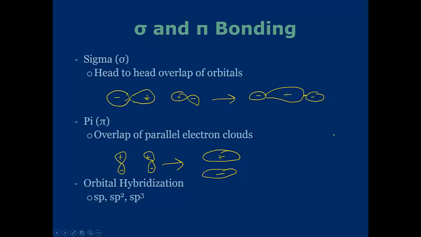When you have multiple bonds, so double or triple bonds, you're going to have one sigma bond followed by pi bonds subsequently. So if you've got a single bond like such, that's simply one sigma bond. A double bond is going to be a sigma bond and a pi bond, and a triple bond is going to be a sigma bond and two pi bonds.